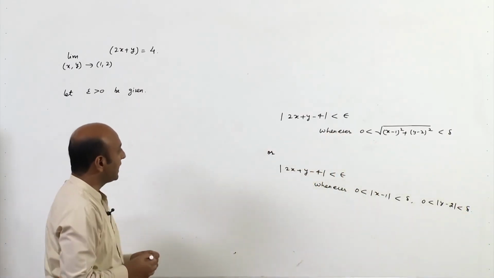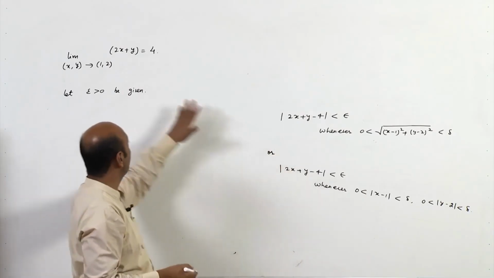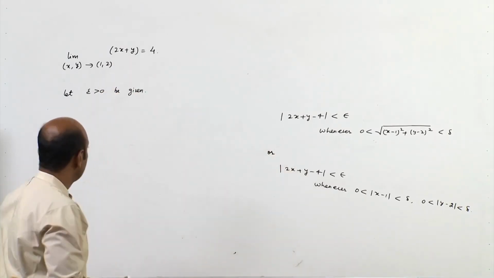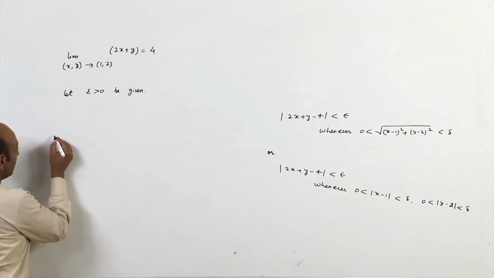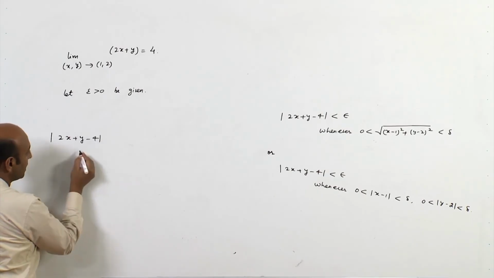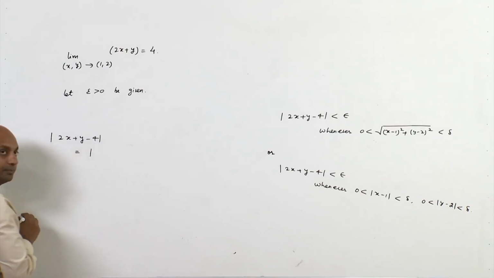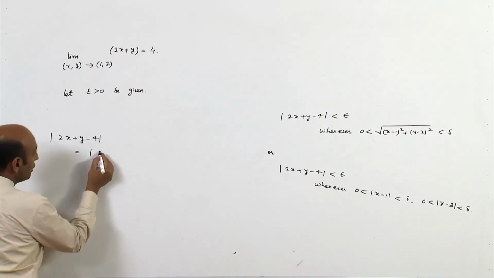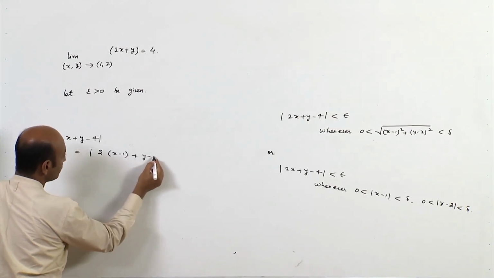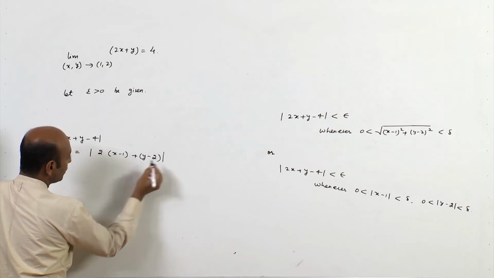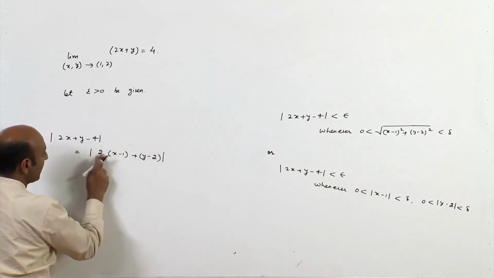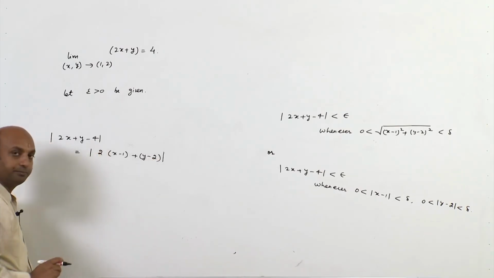So, we can use any definition, either this or this, to prove this result. Now you take mod of 2x plus y minus 4. This is equal to mod of 2 into (x minus 1) plus (y minus 2). You can easily see that it is 2x plus y, which is 2x plus y, minus 2 is minus 4.